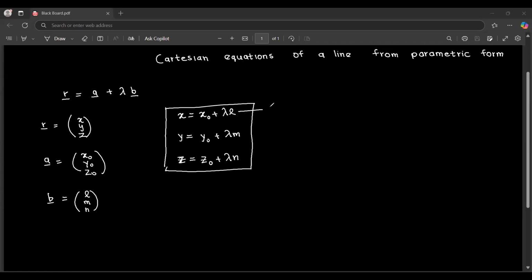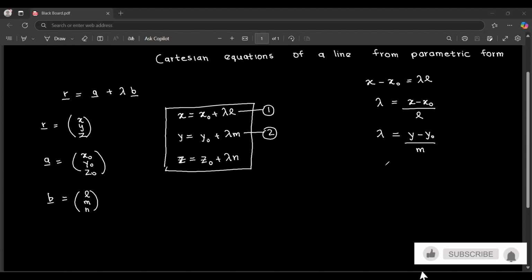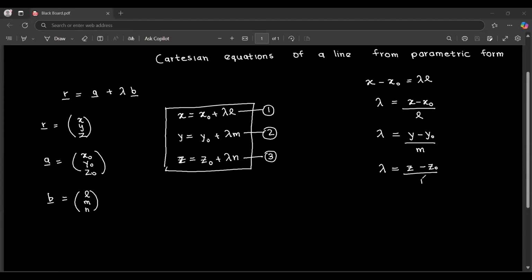So in equation 1, if I make lambda the subject, we can say x − x₀ = λl, so λ = (x − x₀)/l. Similarly, for equation 2, we come up with λ = (y − y₀)/m. Similarly, for the third parametric equation, I can say λ = (z − z₀)/n.